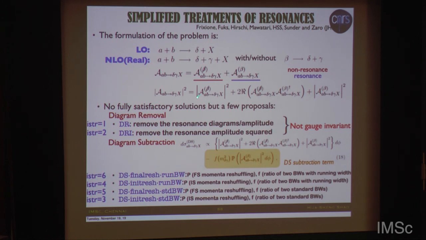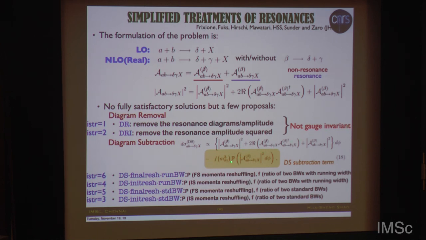Because if you just calculate A plus B plus delta gamma, invariant mass delta gamma is not necessarily the mass of the beta, right? It can be deviated, right? But if you remove also the off-shell region, you will also remove some gauge dependent part in the off-shell region. So what one needs to do is just construct the counter terms and ask that what you subtract is only the on-shell region one, okay?